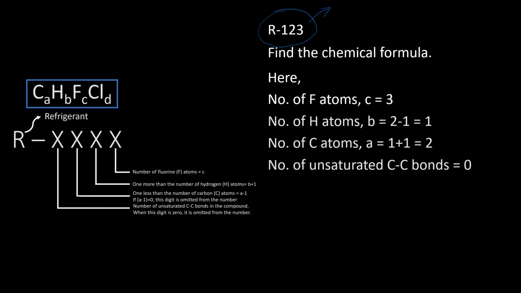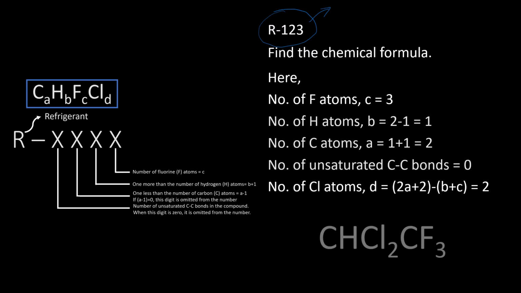We see that this compound is a saturated compound. So, the number of chlorine atoms in this case is 2A plus 2 minus B plus C, which comes out to be 2. Hence, the chemical formula for the compound is CHCl2CF3.